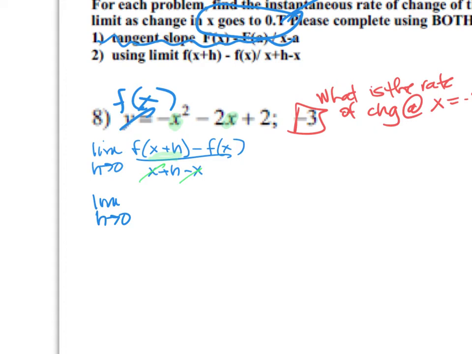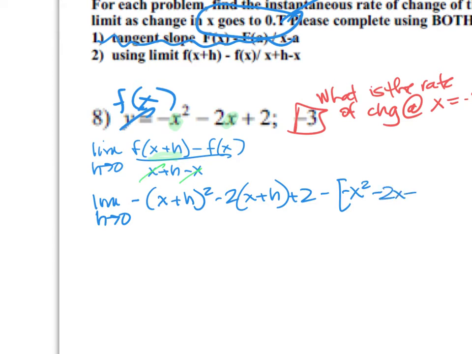So now what you have to be careful of in the first one is it has that negative in front. So we have negative of x plus h squared minus the 2x plus h. Don't forget the plus 2 minus that function. So it's minus the negative 2x squared minus 2x plus 2. All over, remember we're left over with that h.